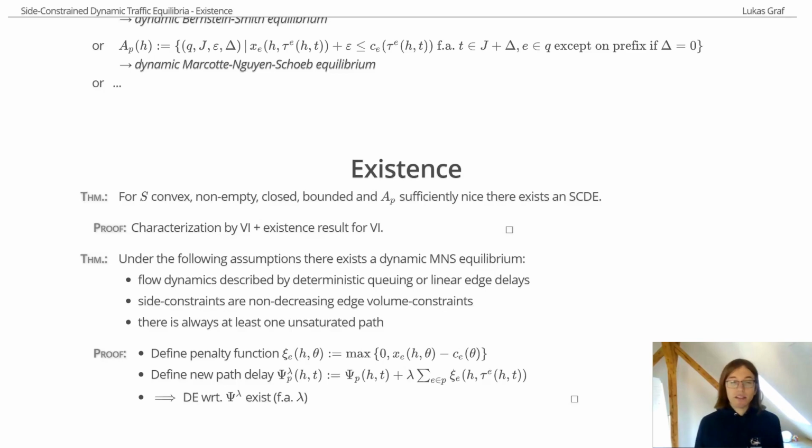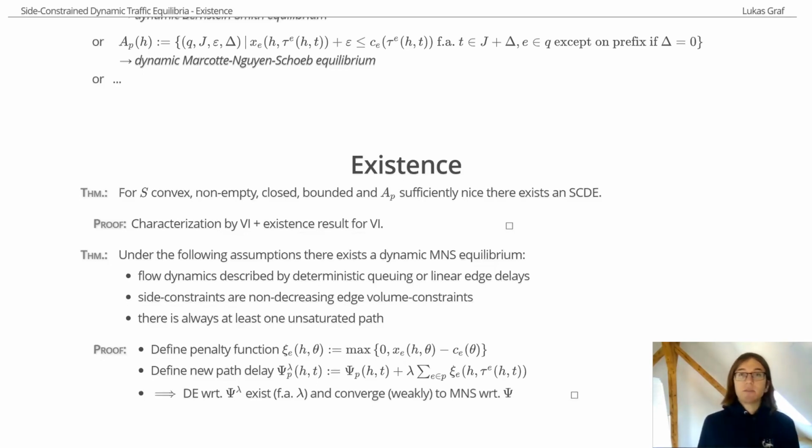And now the interesting point is that if we increase this lambda, so making the penalty higher and higher, then the resulting dynamic equilibria we get for each of these lambda actually converge in a weak sense, but they do converge to a Marquardt-Nguyen ship equilibrium. And so this in particular shows, of course, existence of these types of equilibria.